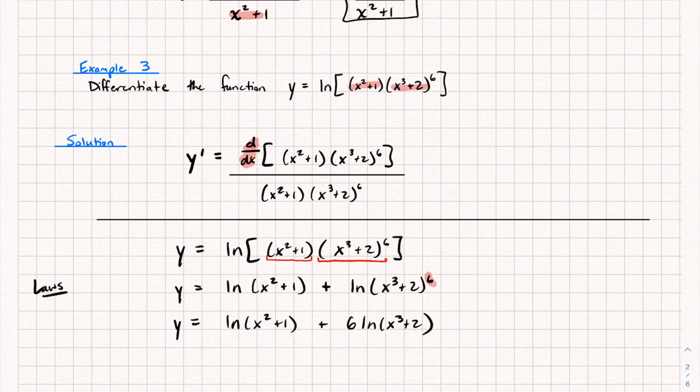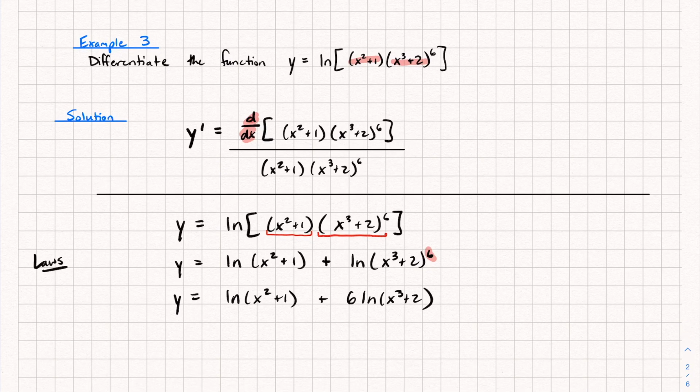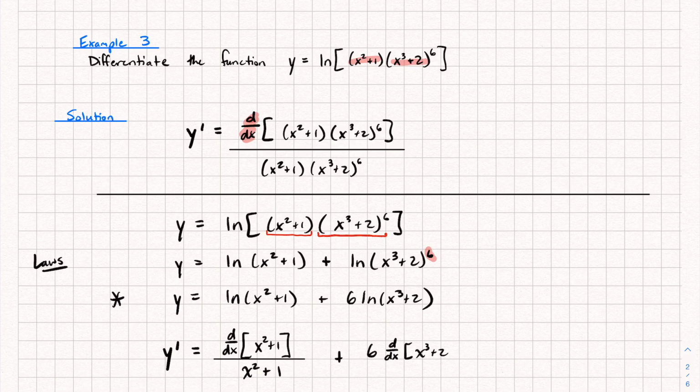And so what I want to do at this stage is go through now and derive this form, because it's taken away now the product and the chain rule that we had to worry about earlier. The derivative of the left-hand side is just going to be y prime. The derivative of ln of x squared plus 1 tells me to do the derivative of the inside divided by what was on the inside, plus 6 times the derivative of the inside divided by what was on the inside.